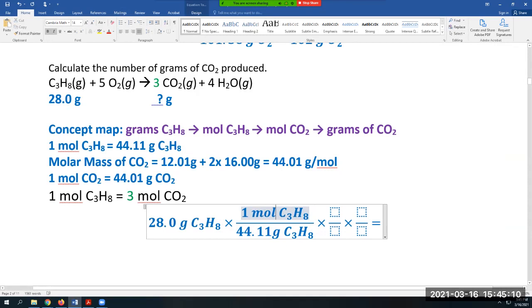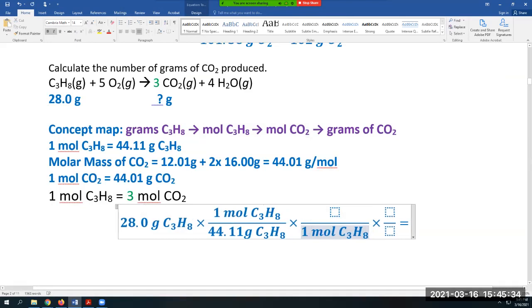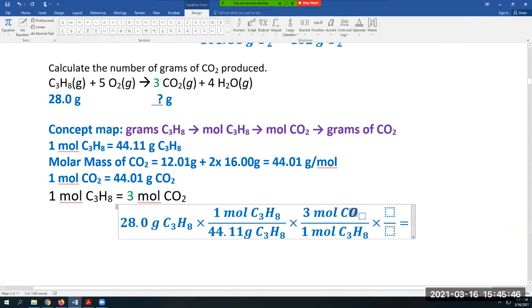Right. So this way we are changing the grams of propane to moles of propane. Next, we need to change the moles of propane to moles of CO2, and we will use this equality. Because we have moles of propane in the numerator in that first conversion factor, we need moles of propane in the denominator of the second conversion factor. And it's a 1 that comes with it. And then on top of that, it's going to be 3 moles of CO2. So that cancels the moles of propane as a unit.